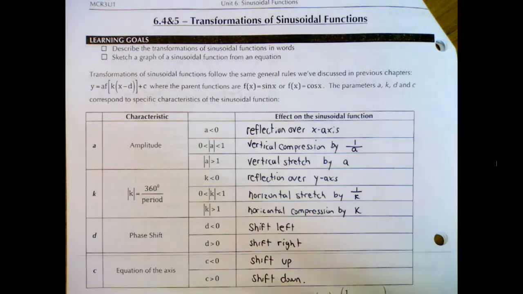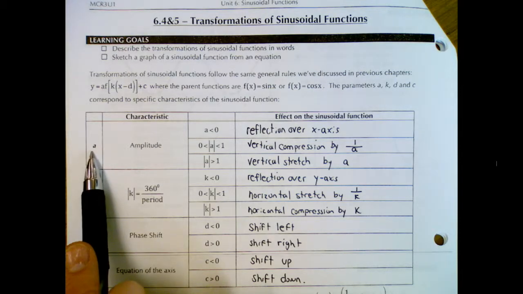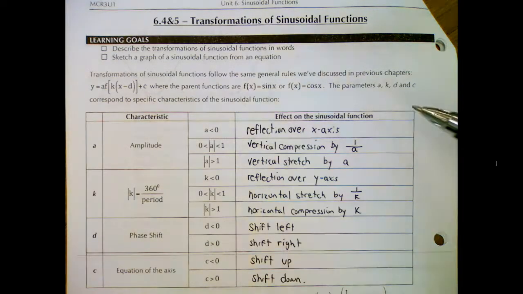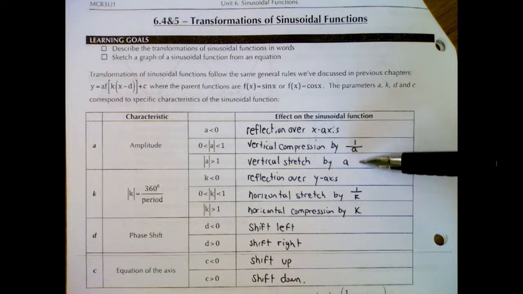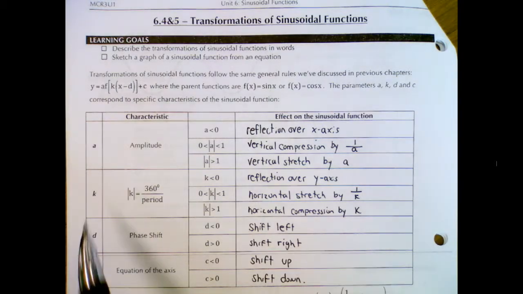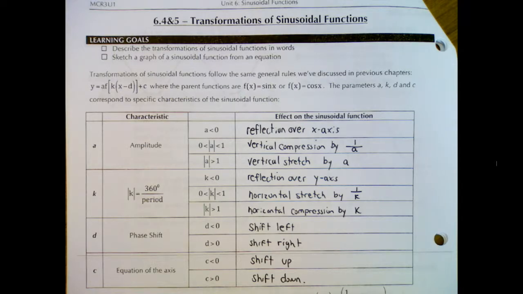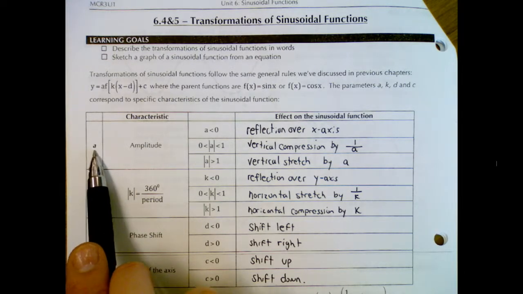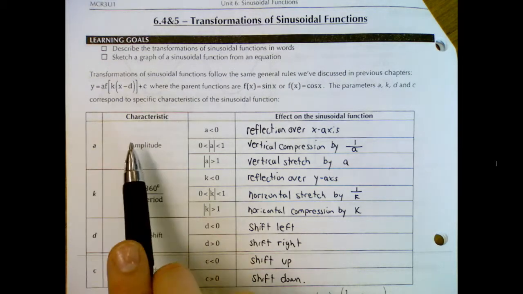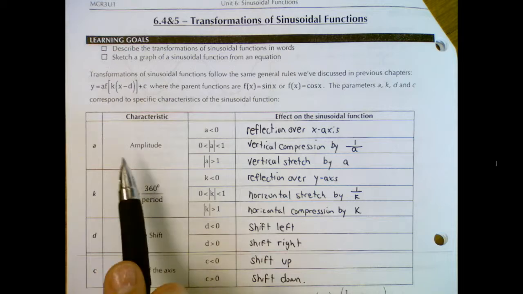So that A, we kind of talked about in the first lesson, it does the reflecting or the compressing or stretching vertically, but that A also represents the amplitude of your sinusoidal function. So on the graph, whatever the A value is in the equation, will tell you the distance from the axis to a max or a min.